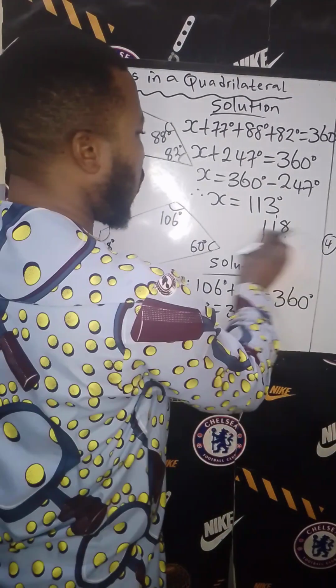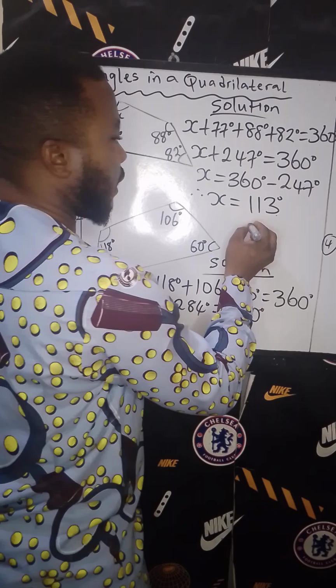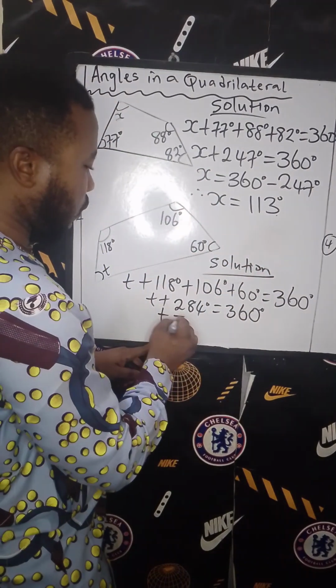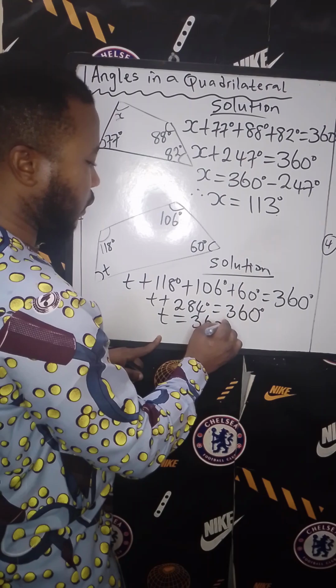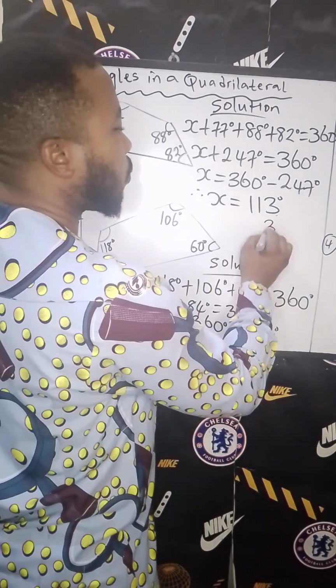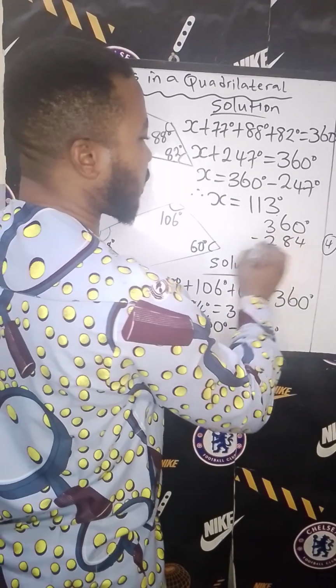Okay, so let's find the value of t finally. Of course, we collect like terms, as I told you earlier, that will now be t is equal to 360 degrees minus 284 degrees. Okay, so 360 degrees minus 284 degrees.